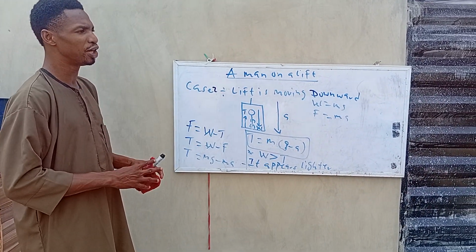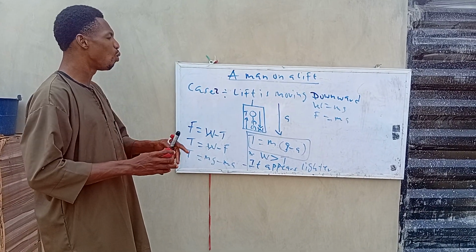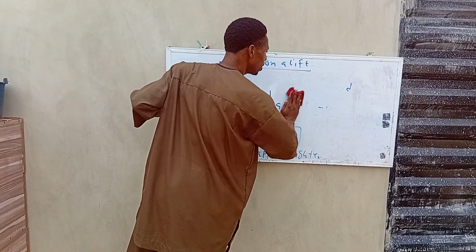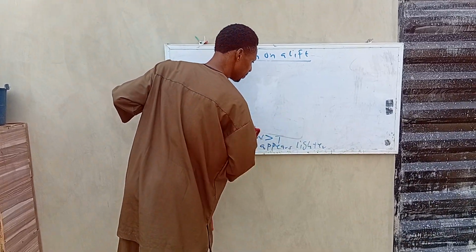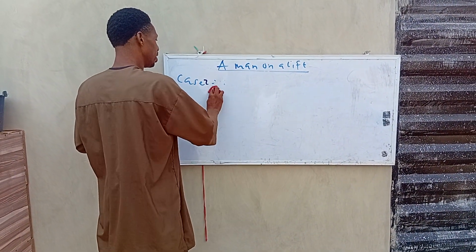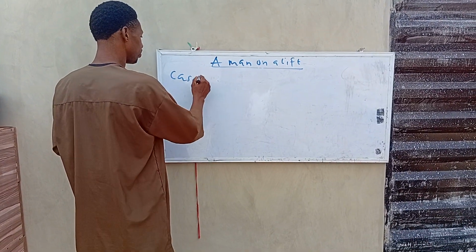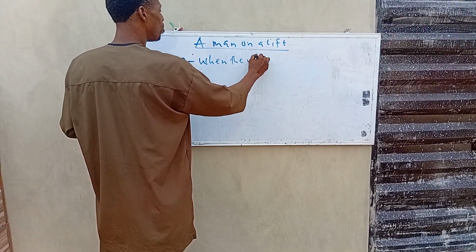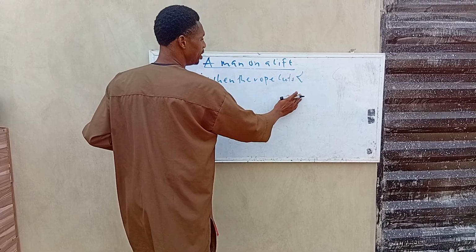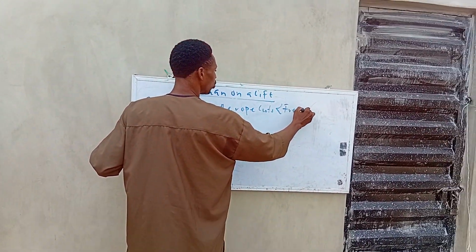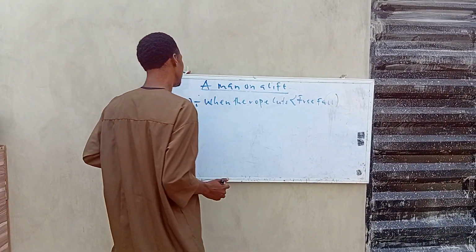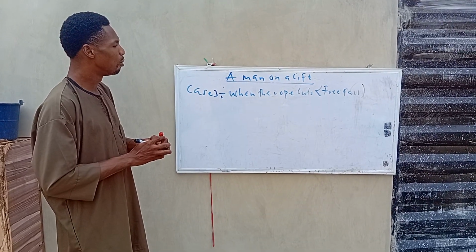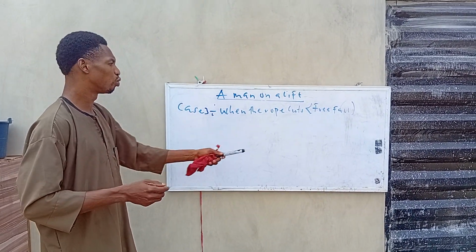Now let's move to case 3. We are going to check case 3, when the rope of the elevator cuts. That is case 3. When the rope cuts, we call it free fall. Please take note: when the rope of the elevator cuts, or when the cable of the elevator or lift cuts, we call it free fall.